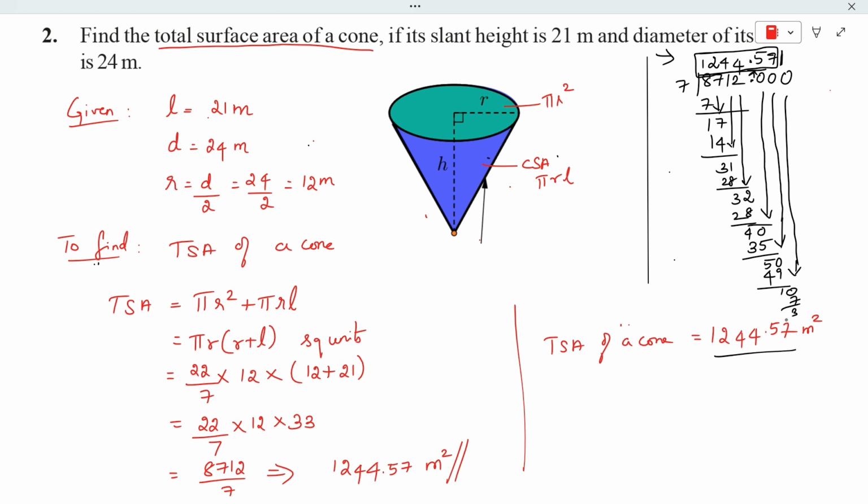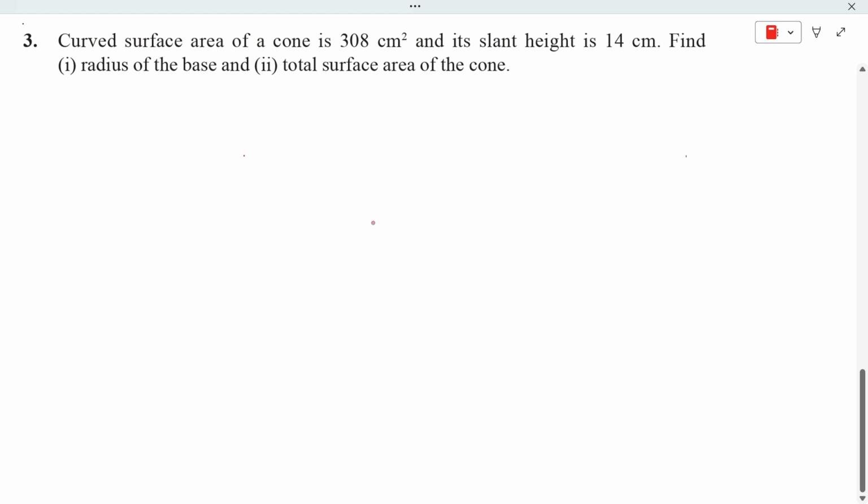1244.57 meter square. Let's move on to the next question, which is question number 3. The curved surface area of a cone is 308 centimeters square.